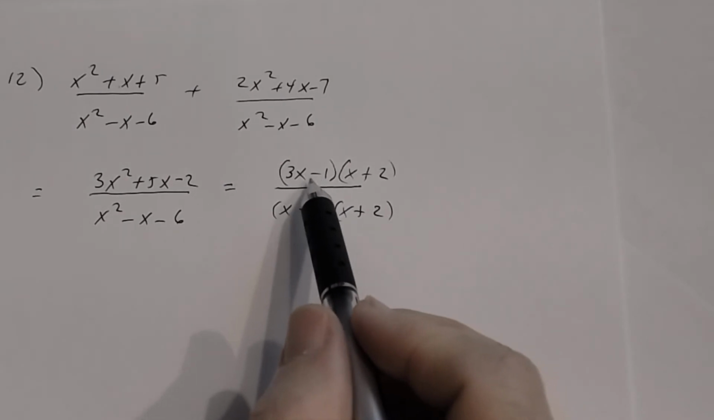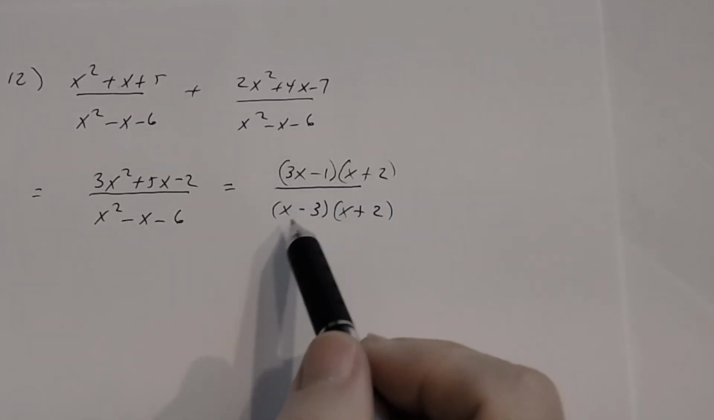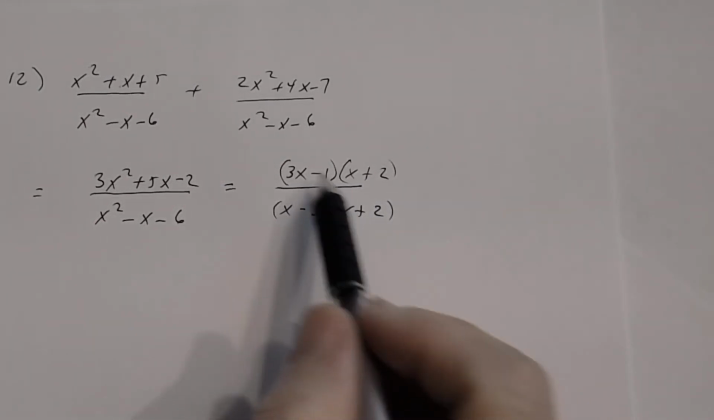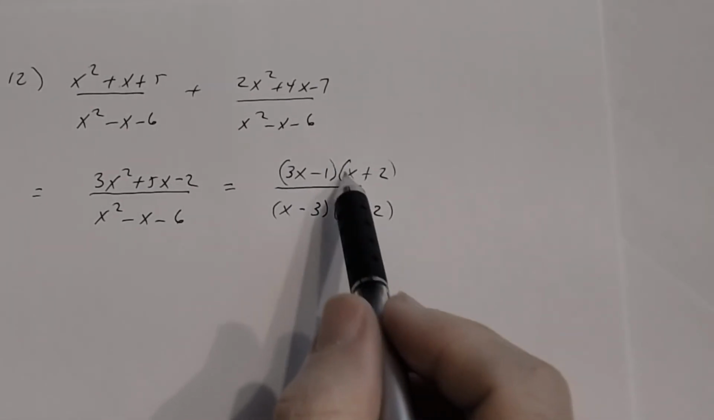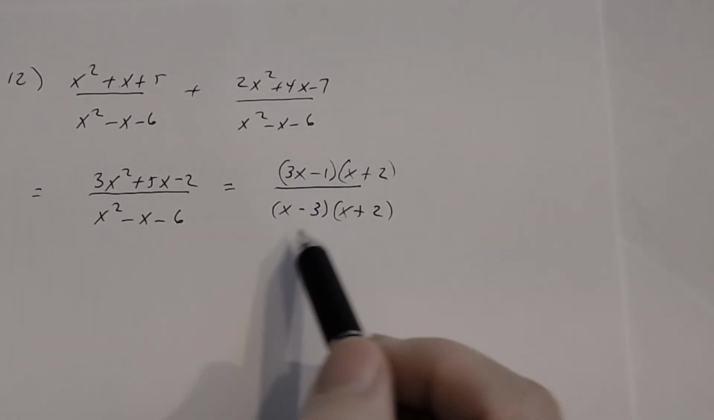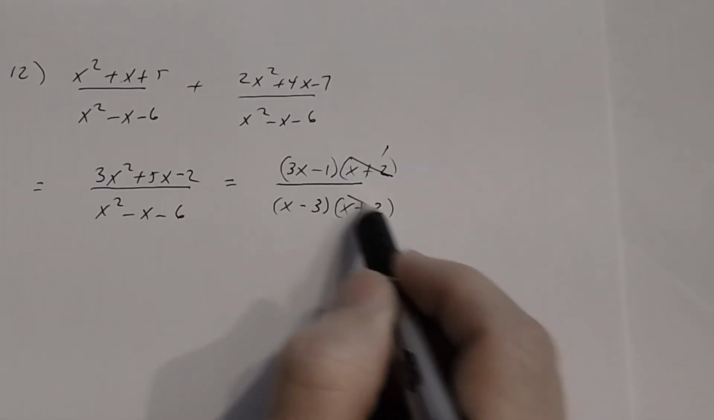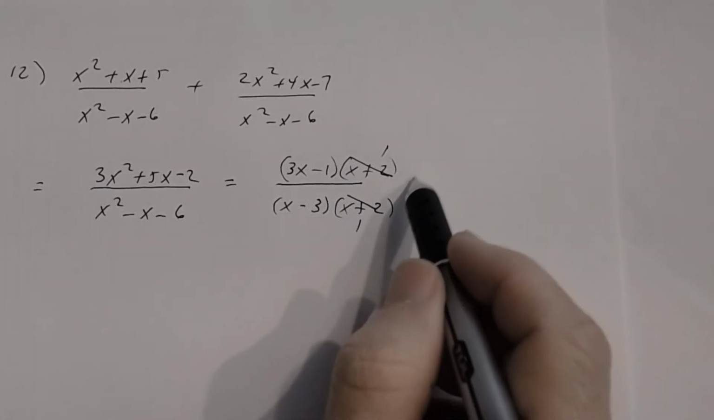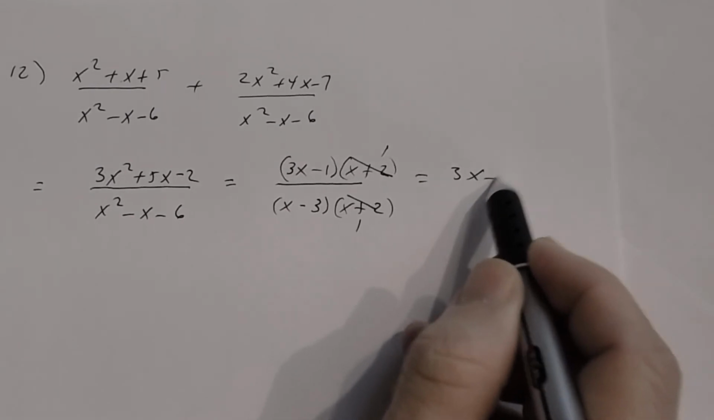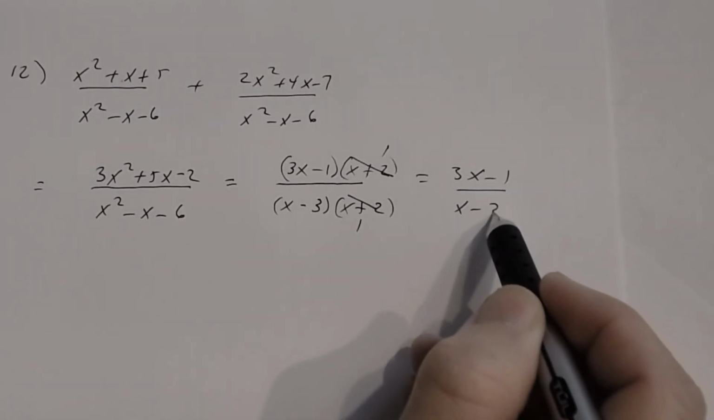So if you look at my factors, there are 2 factors in the numerator and 2 factors in the denominator. My first factor in the numerator is a 3x minus 1. I don't see 1 down here. My next factor is an x plus 2. I see 1 down here, so that's going to divide out. And so therefore the answer is 3x minus 1 divided by x minus 3.